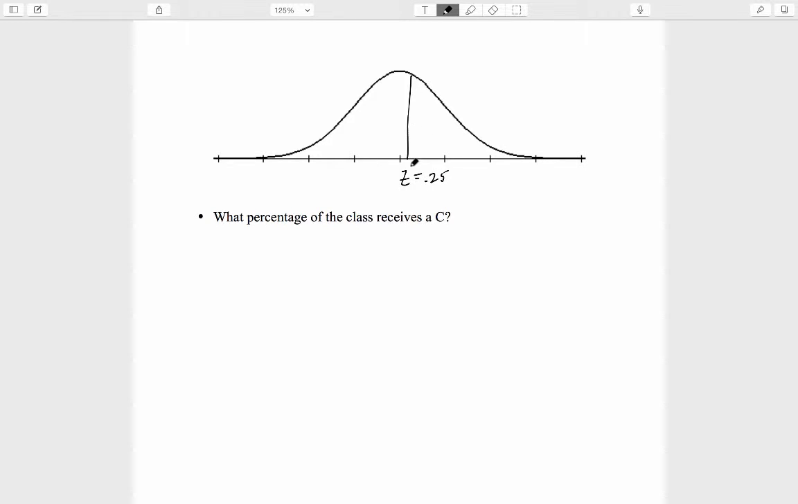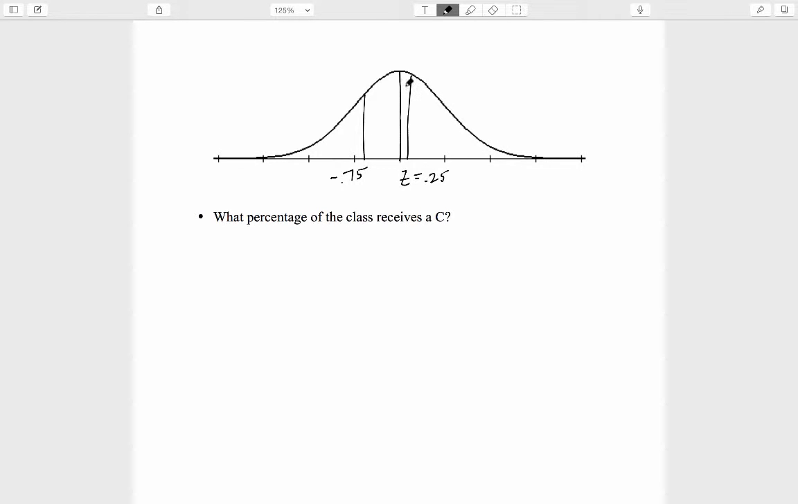To find what percentage of the class receives a C, we really must work with z-scores. The upper boundary, measured in z's, measured in standard deviations, is positive 0.25, and the lower boundary measured in standard deviations is negative 0.75. So we're going to have to do two separate lookups in the table, which will tell us about first this region here, this sliver to the right of the mean, and then separately this region to the left of the mean.